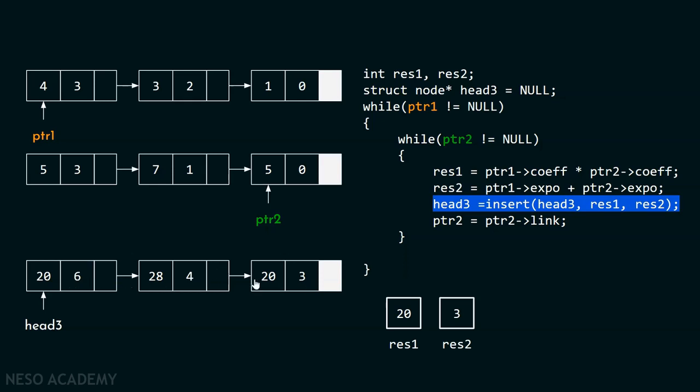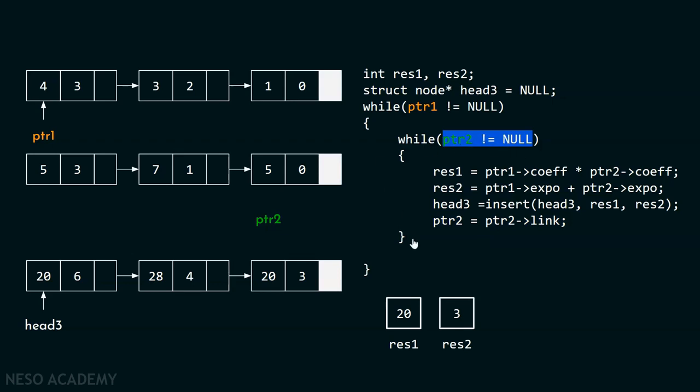You can see that the descending order is maintained up to now. This is 6, this is 4 and this is 3. After this, ptr2 must be updated again. Here you can see after the updation, ptr2 must hold null. Now you can clearly see that ptr2 is null. This condition is not satisfied.